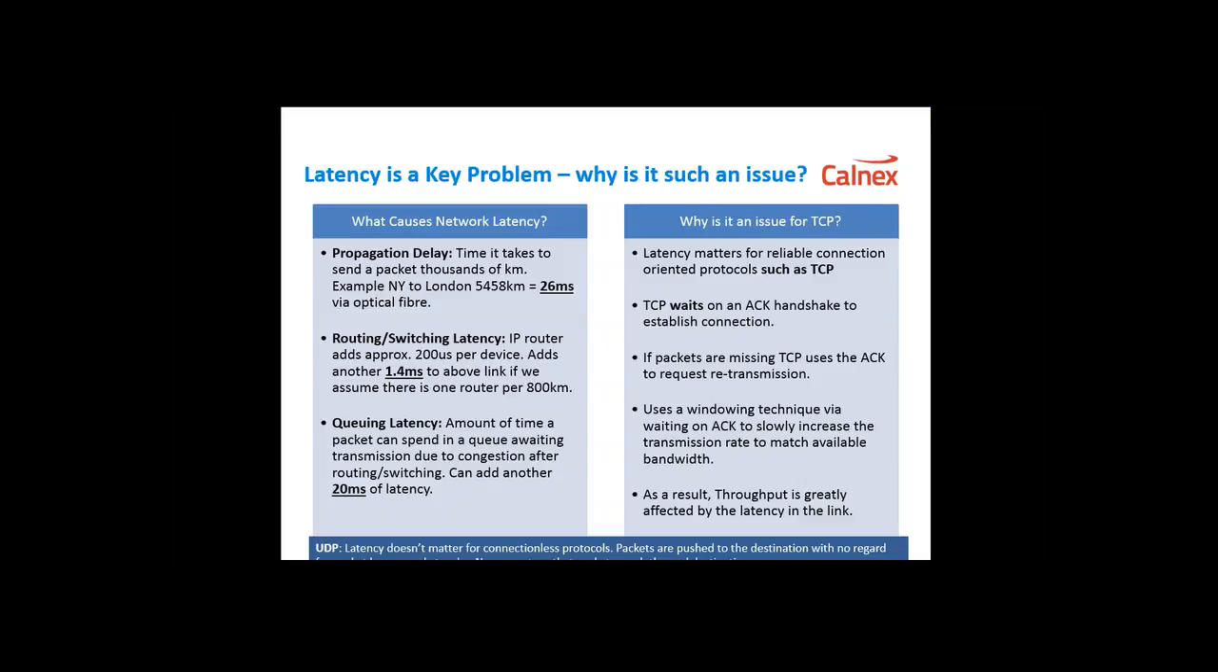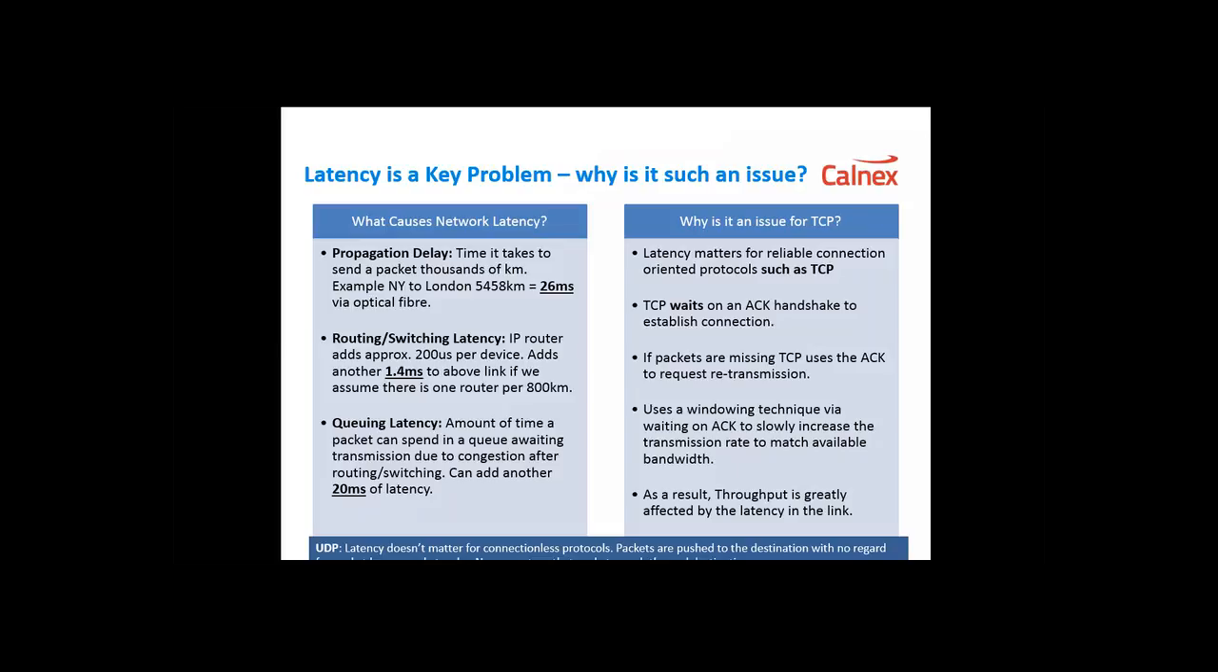I want to look in a little bit more detail before coming on to a proposed solution to the problem of latency. So let's ask again, what causes it, where does it come from, and why is it such an issue? So we ask the question, what causes network latency? Network latency is caused by propagation delay, the latency caused by the routers or switches, and the queuing within these devices themselves. The propagation delay could be anything up to, let's say, an international link of 5,000 kilometers, that's 26 milliseconds of delay.